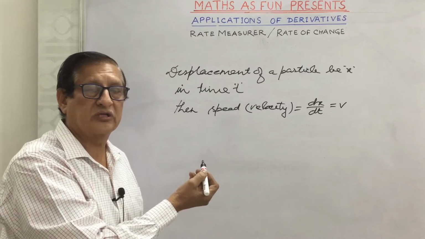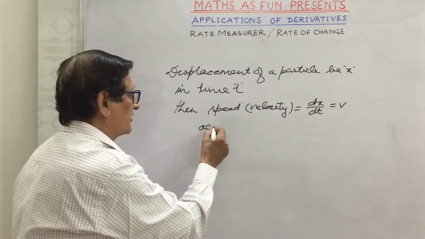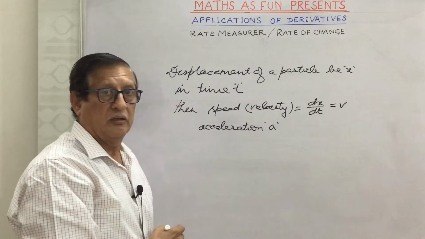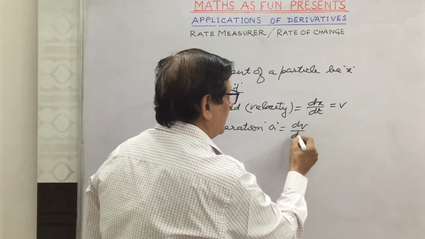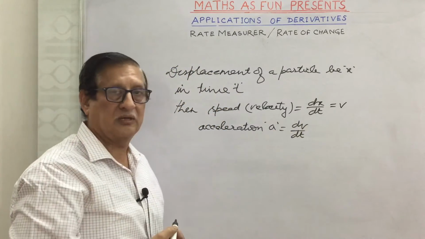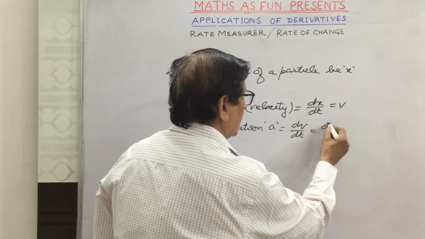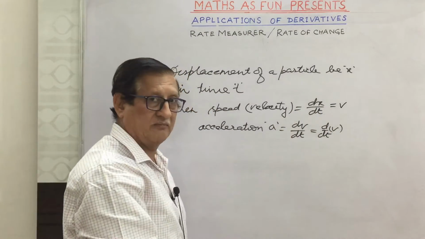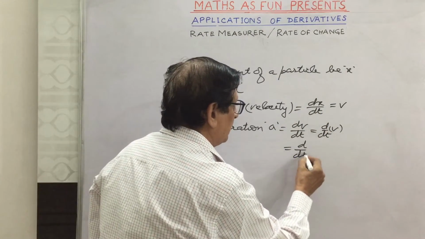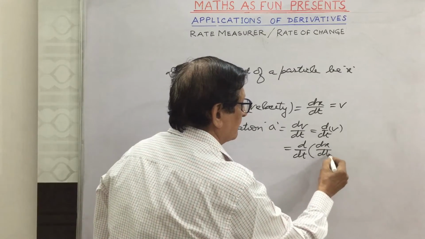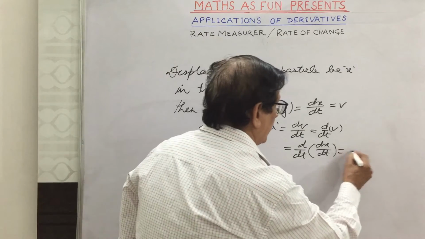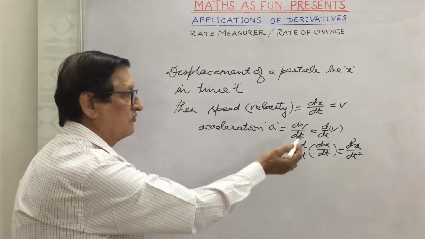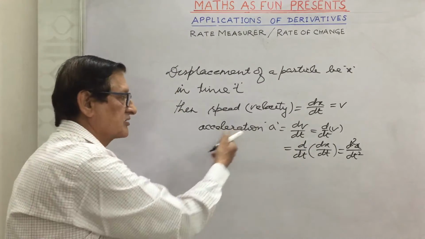Now suppose we want to find out the acceleration. We know acceleration a is given by dv by dt, that is the rate of change of velocity with respect to time. Can we also write this as d by dt of v? And v here we find is dx by dt. It means we can write this as d by dt of dx by dt, that is d2x by dt square. It means the second derivative of x with respect to t gives us the acceleration.